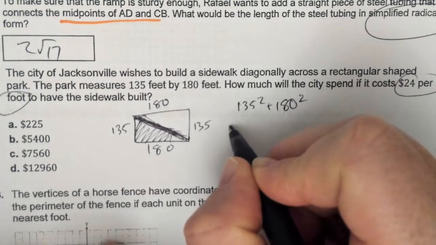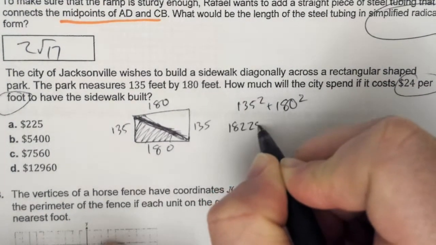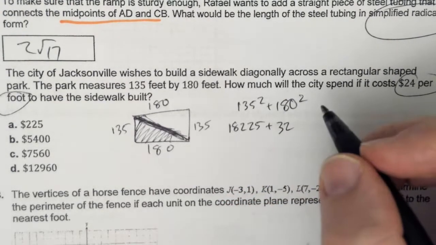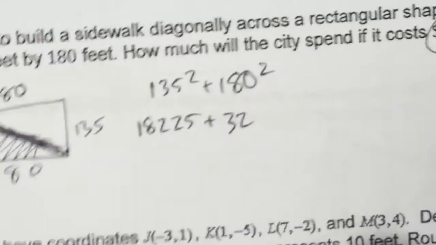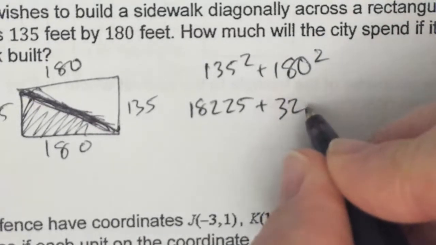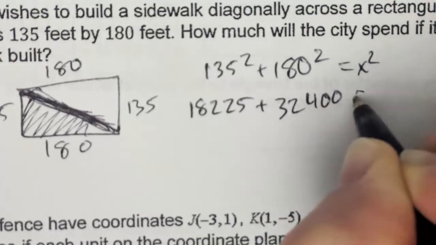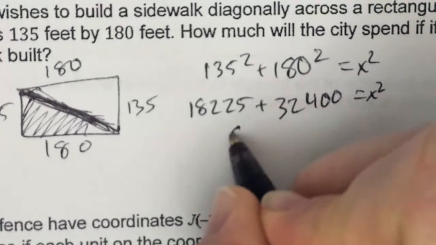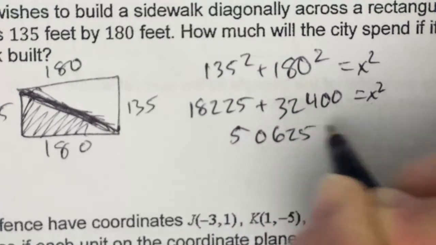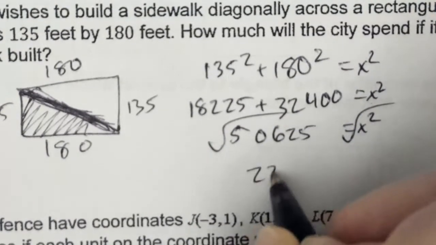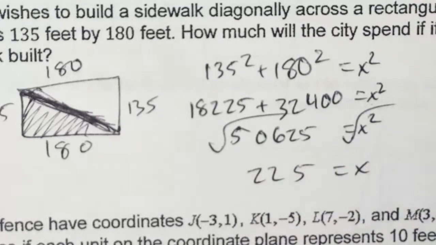So 135 squared is 18225 plus 180 squared, which is 32400. I'll zoom in because I know you guys can't really see that. We get 50625 equals x squared. Square root both sides. Ooh, cool. We get 225 is equal to x.